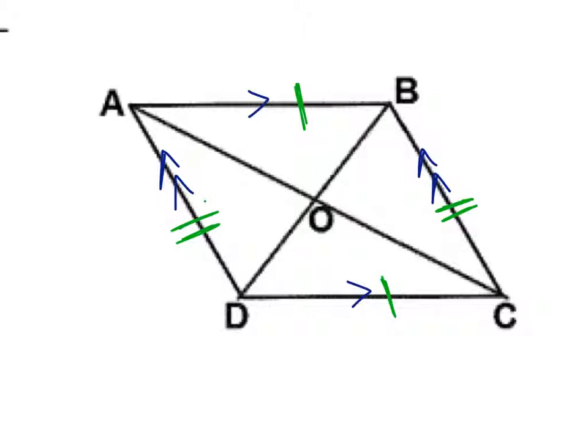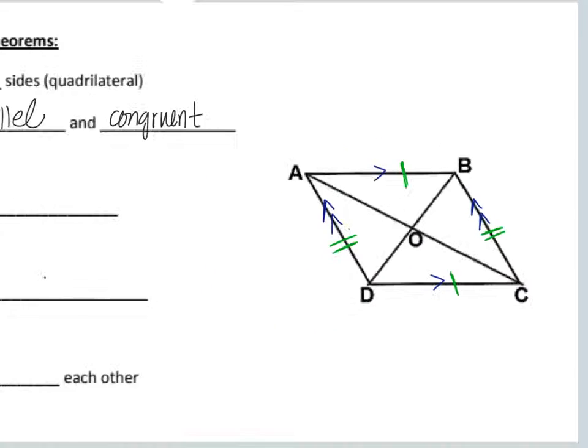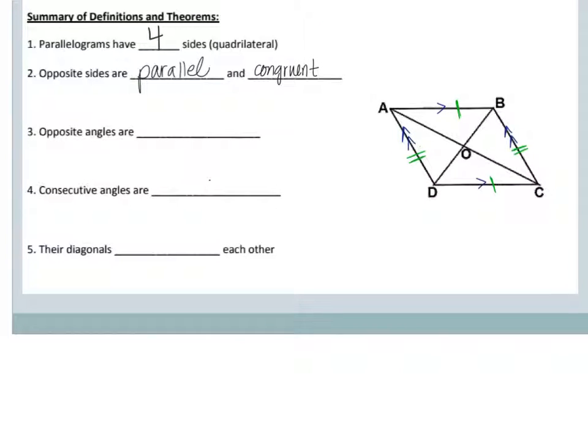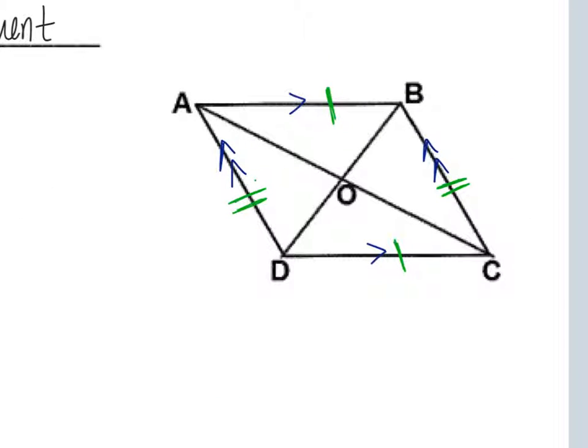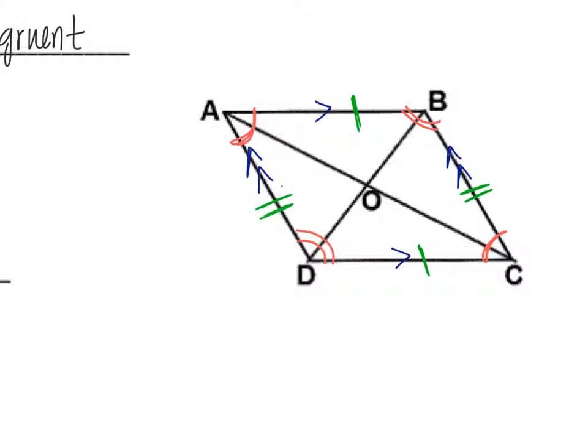Would opposite angles also be congruent? Yeah. So opposite angles like A and C. Opposite angles are congruent. So if you know angle A is 24, then C has to be 24. If I know angle A is 24, angle C also has to be 24. If I know angle D is 120, angle B also has to be 120.